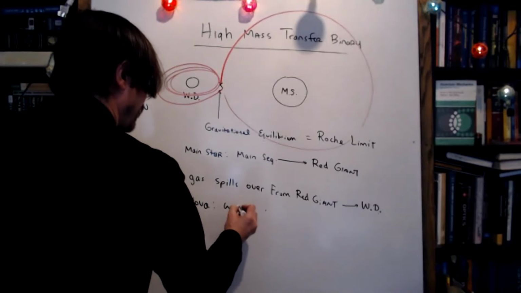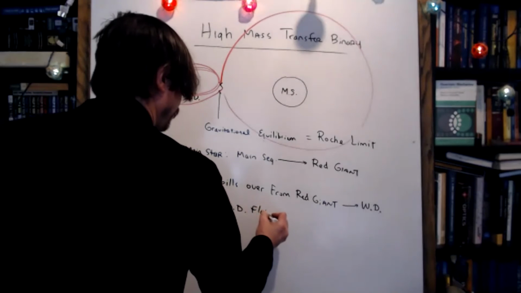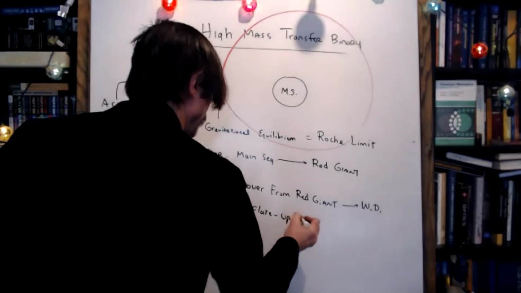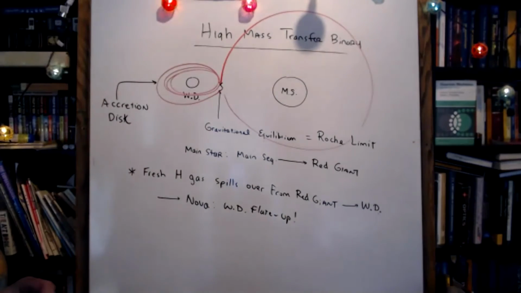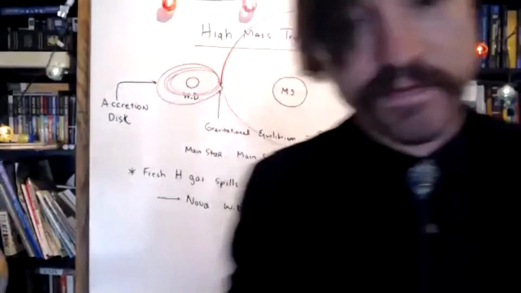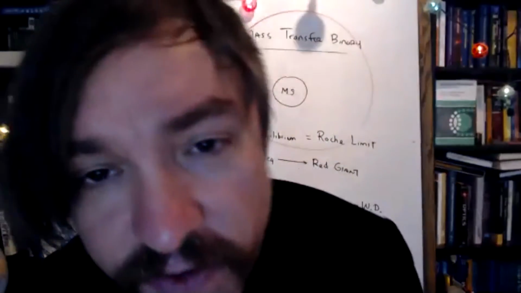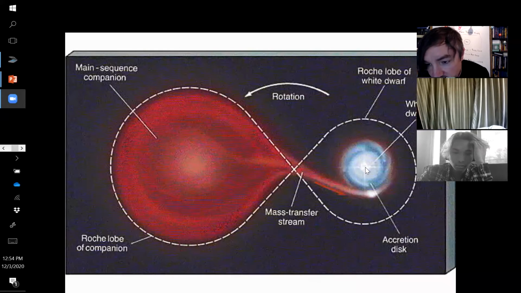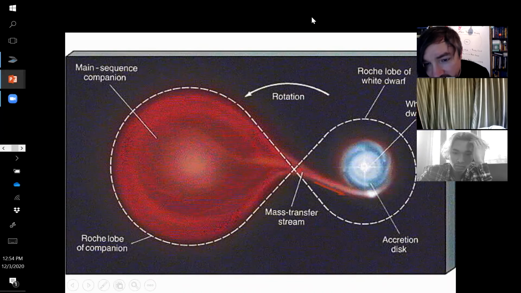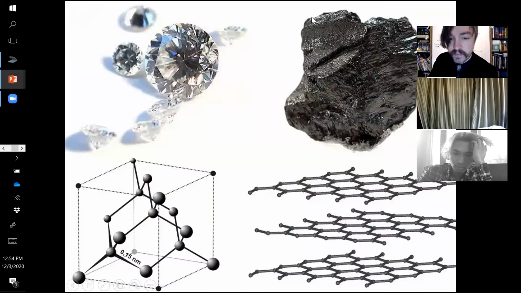A nova is a white dwarf flare-up due to gamma rays and X-rays being produced from the surface of the star. You know, one of the interesting things about white dwarfs is that because they are held together by degeneracy pressure, if you add more gravity, the star will actually shrink instead of expanding.